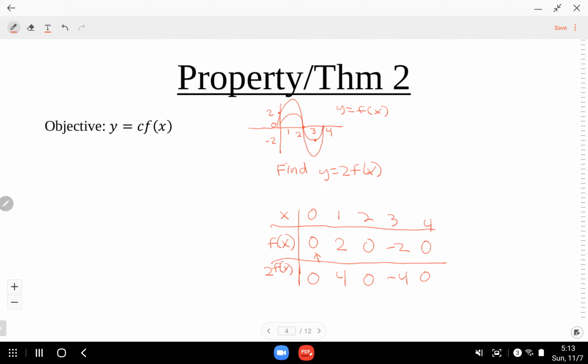Like this. It stretches vertically like that. All right, does everybody see this? All right, this is how we do it. So from this, we can obtain the formula.